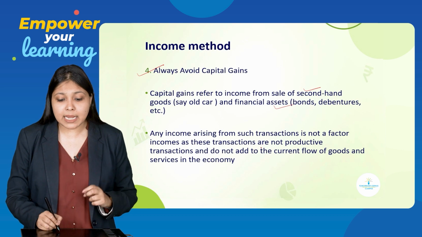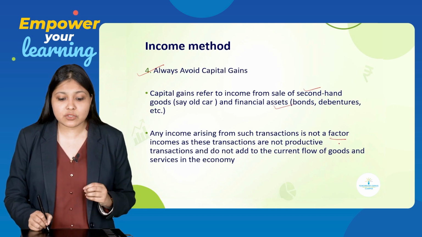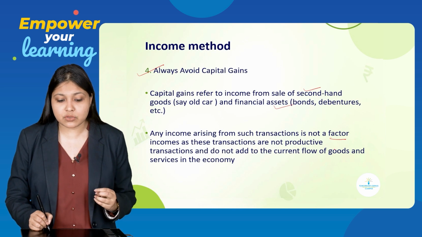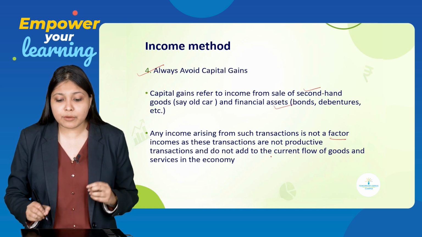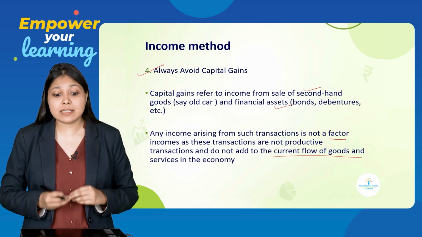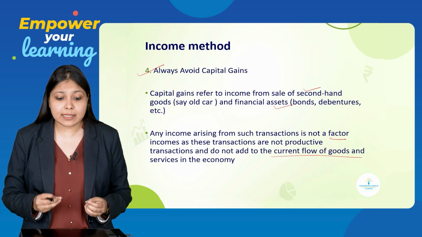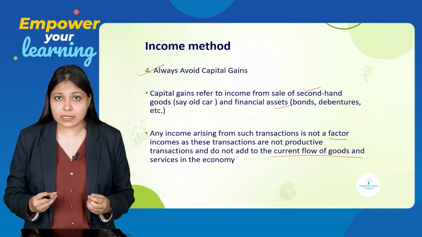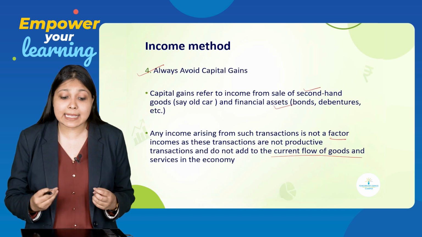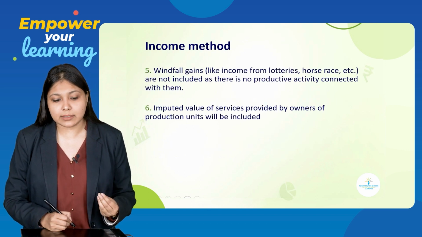Any income arising from such transactions is not a factor income, as these transactions are not productive transactions and do not add to the current flow of goods and services in the economy. As we have already said, these kinds of transactions are not productive transactions in the economy, and hence we will not be including those in the national income.